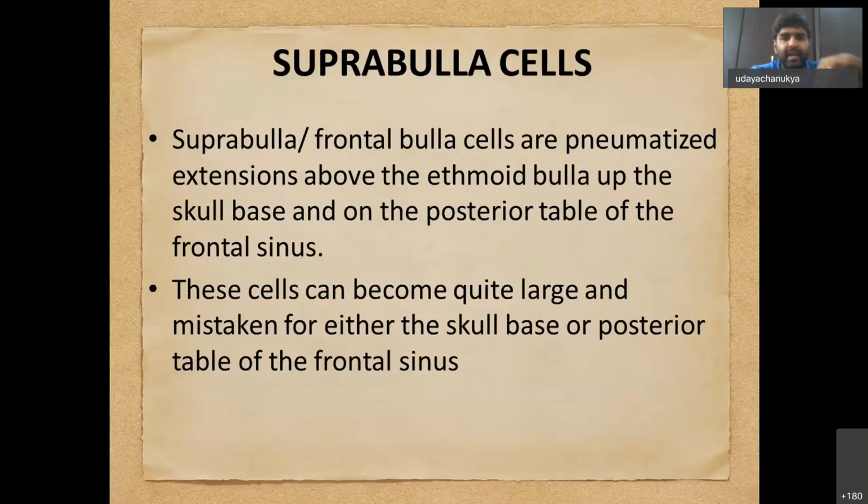We have a cadaver dissection picture, which I can show you shortly. These cells can become quite large and can be mistaken for the skull base or the posterior table of the frontal sinus.